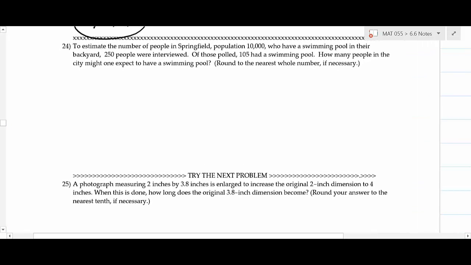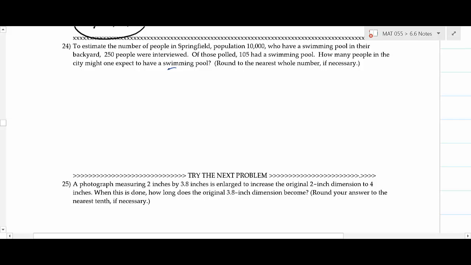This one says to estimate the number of people in Springfield, population 10,000, so that's a given, who have a swimming pool in their backyard. 250 people were interviewed, and of those polled, 105 had a swimming pool. How many numbers do you see in this problem? First question. You see 3. Now what you're trying to find is how many people in the city you would expect to have a swimming pool. So you're trying to find one number and you're given 3.